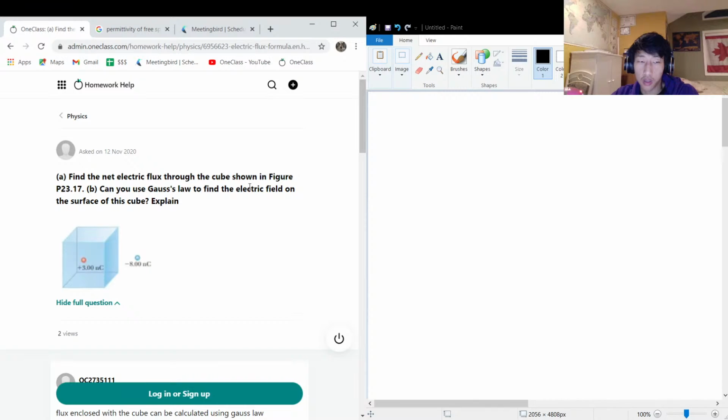Cool. So, the next question that we got on the menu today, oh, I really like this question. It's about electric flux. So the question is asking us, find the net electric flux through the cube shown on, I guess, this image. Can we use Gauss's law to find the electric field on the surface of the cube? Okay, so the first part of the question is asking us, how do we find the electric flux through the cube? And inside there we have a 3 nanocoulomb charge. We don't know what that particle is. It honestly doesn't even matter. We just know that we have a cube and we have this outside here.